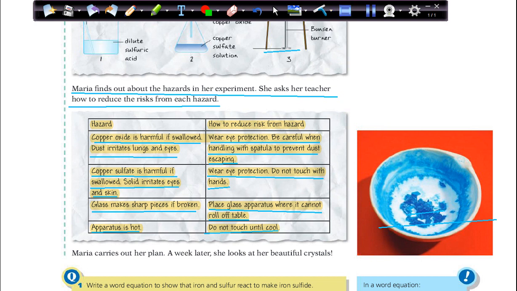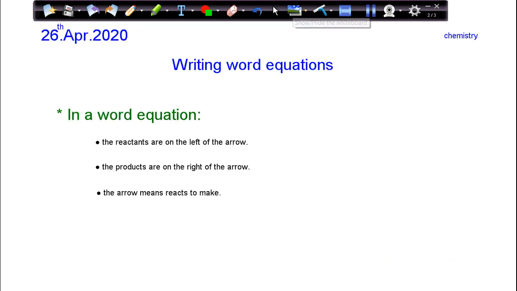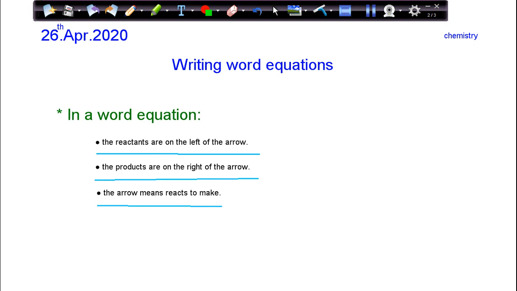So now let's go to the summary of the lesson. How can we write a word equation? In a word equation, we need to write the reactants on the left of the arrow, the products on the right of the arrow, and the arrow means react, make. So this was all about how to write a word equation.